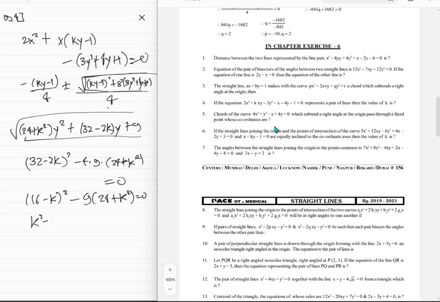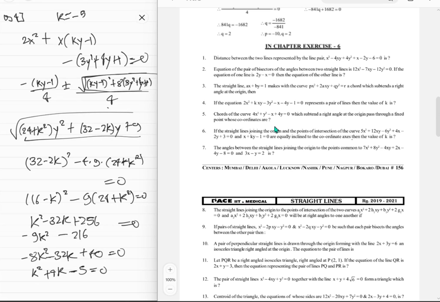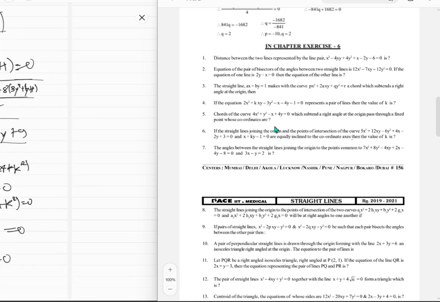So 256 minus 32k plus k squared minus 9 times k squared, and then minus 9 times 24, which is minus 216. So minus 8k squared minus 32k plus 40 equal to 0. And that means dividing by minus 8, k squared plus 4k minus 5 equal to 0. And that means k plus 5 into k minus 1 equal to 0. So k is minus 5 or 1. Cool. Got it. Next question.